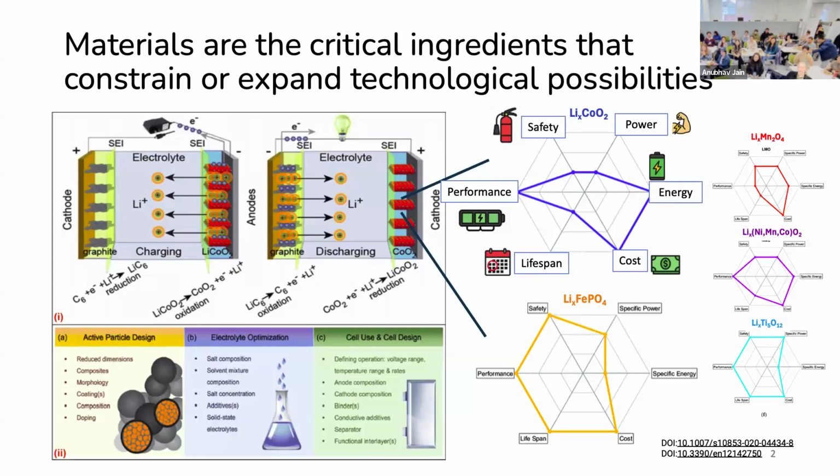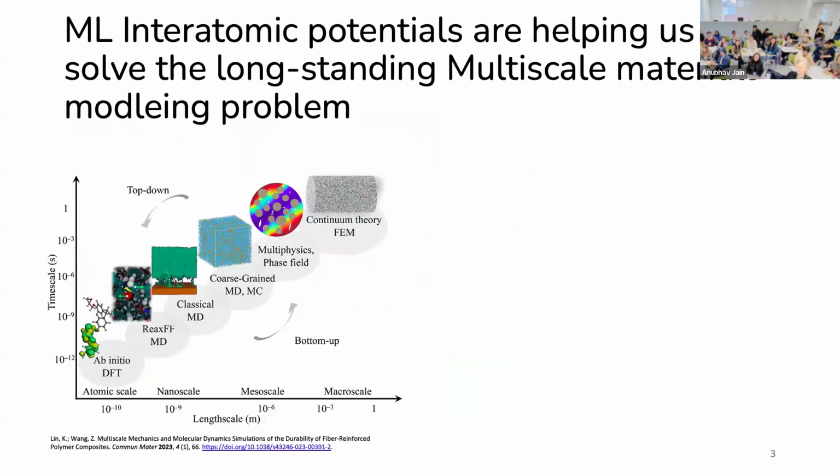Designed the next generation of materials for batteries or all sorts of other components. And recently, as many of you have been working on, machine learning interatomic potentials have been really helping us with this problem. Because one of the grand challenges of this entire digital materials design field has been this multi-scale design problem, which is that we have many individual methods for material simulations, but each of them are only good at certain length and time scales.